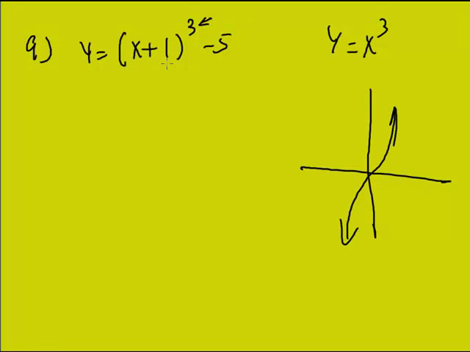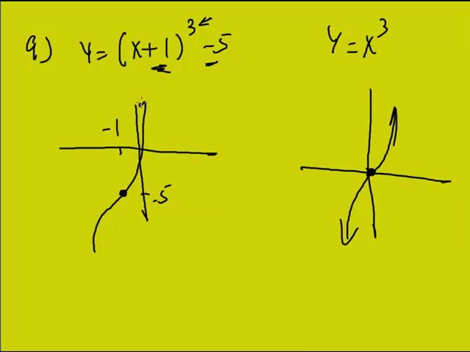What does the plus 1 inside do to this point right here? Shifted one space which way? Left. And what does a negative 5 do to that point? It will take it down. So that means I'm going to go one place left and 5 spaces down. And then that's my point. Now the curve is going to do one of these routines.